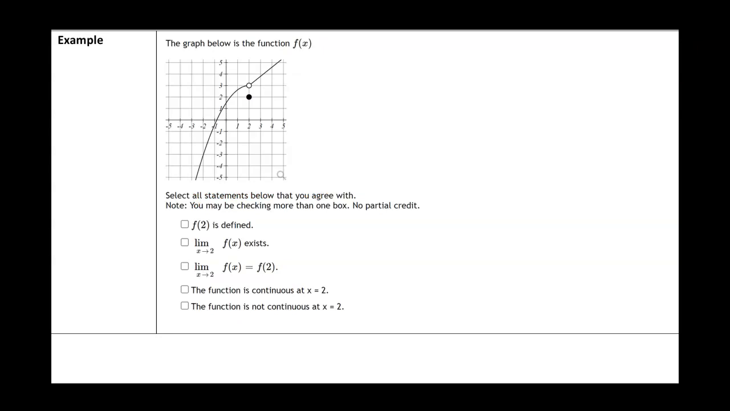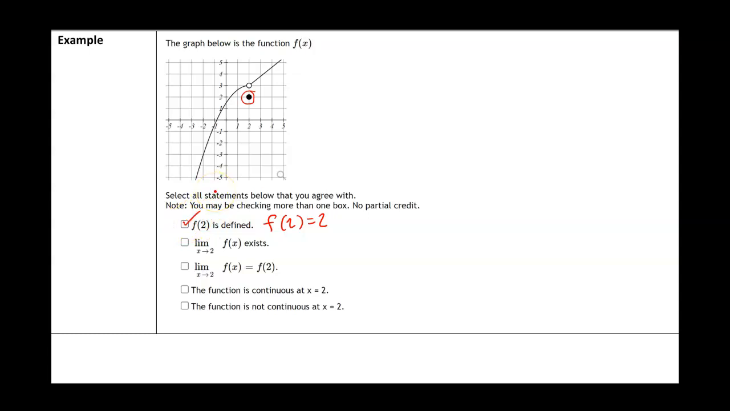So the first example says we're given a graph. Select all the statements below that you agree with. So let's go one by one. Is f of 2 defined? In other words, is there a closed circle at f of 2? And yes, f of 2 is defined. And in fact, the value of f of 2 is equal to 2. So we're going to check that off.